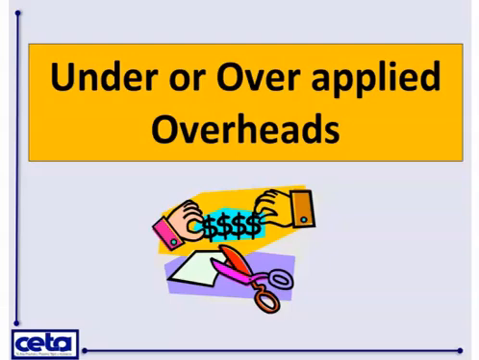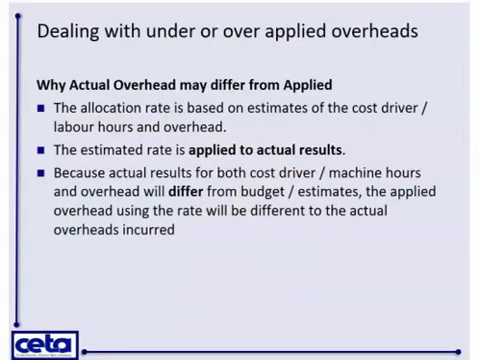In this session, I will first explain overhead applied, whether the business has overestimated or underestimated their additional cost, the overheads. Then I will explain how to prepare the work in progress account, and then later the factory overhead account.